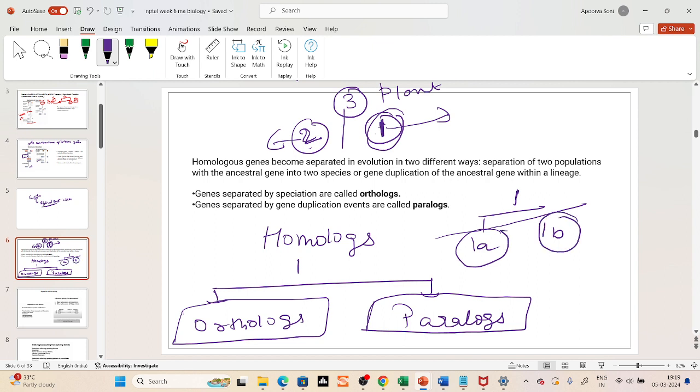Then again some gene duplication events have happened, and gene duplication events also lead to different forms of the same genes. So if a speciation event has happened, these two would be called orthologs, because of the speciation event which has led them to be different from each other. If gene duplication events lead to any difference, those are known as paralogs. This is your orthologs and paralogs.